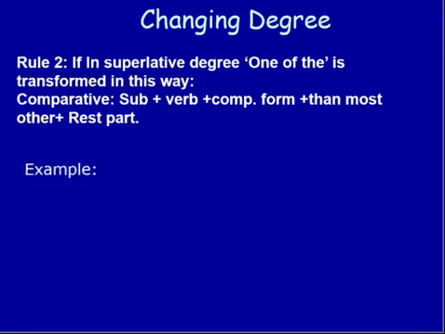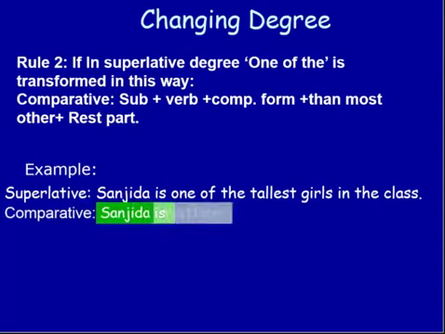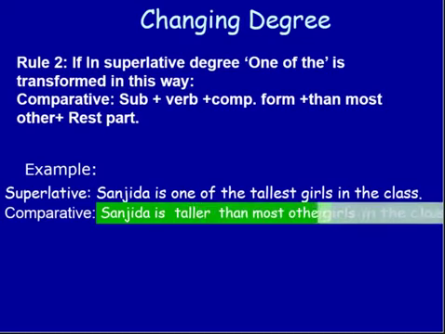Look at the example. Sanjita is one of the tallest girl in the class. Superlative degree, there is "one of". Then we'll have to transform into the comparative. Subject plus verb. After that we'll have to write the comparative form of the adjective. After that we'll have to write "than most other", then the rest part of the sentence without any change.